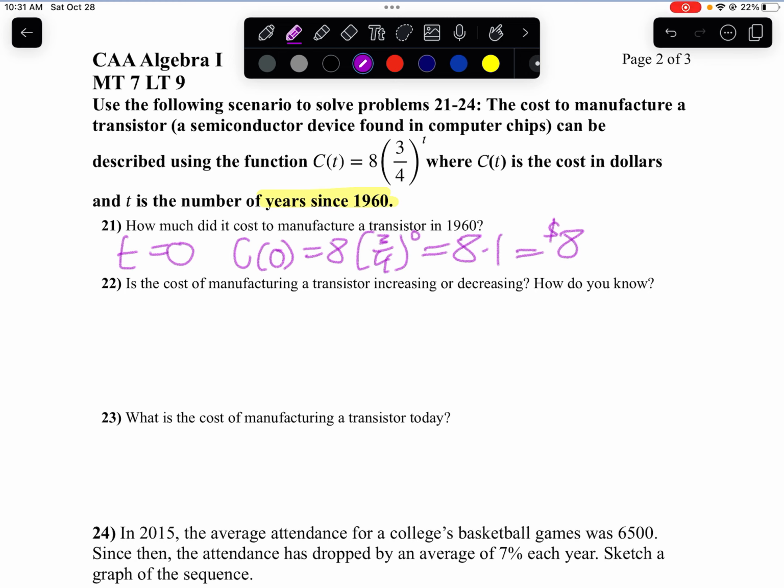Now, is the transistor price increasing or decreasing? Well, notice R is 3/4. And since 3/4 is less than 1, that tells us it's decreasing. Because we're taking the price each year by a number less than 1, so you're going to get a number less than 1. What's the cost to manufacture a transistor today?